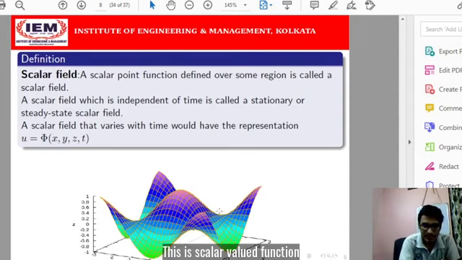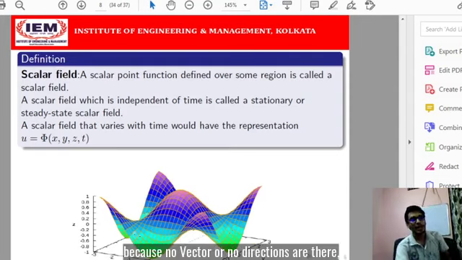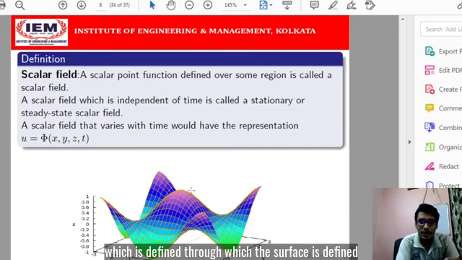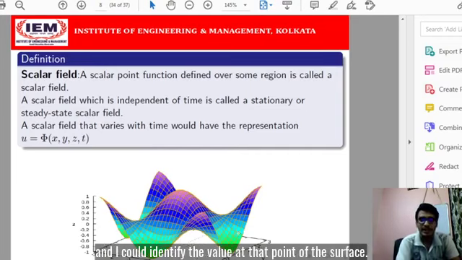This is a scalar valued function because this is a scalar field; no vector or directions are there. If I consider any point and put the coordinates of this point in the function through which the surface is defined, then I can identify the value at that point of the surface.